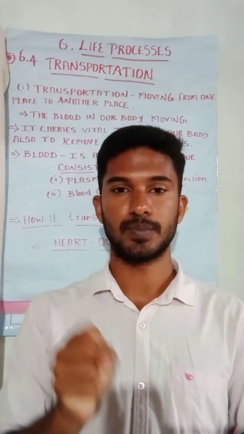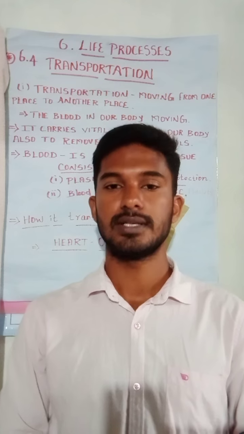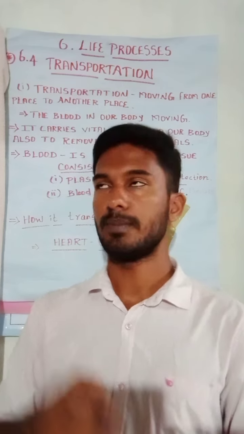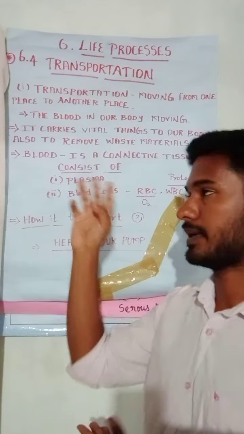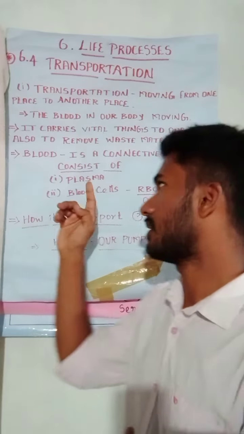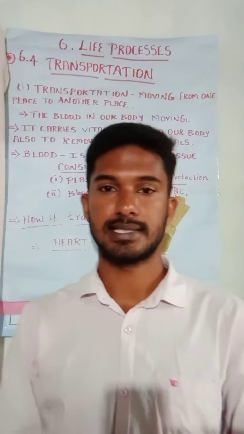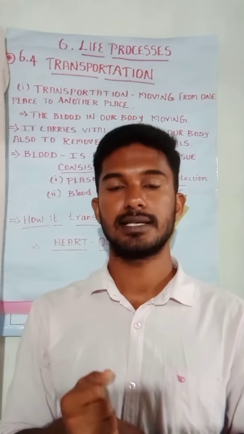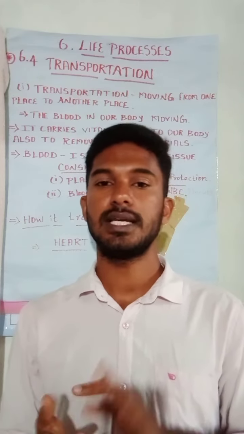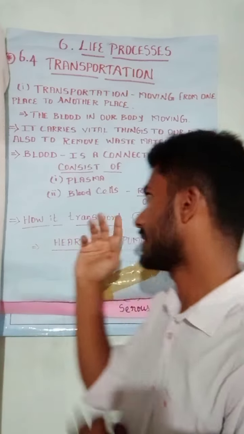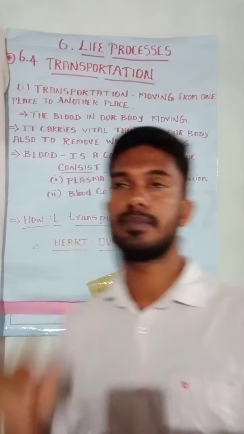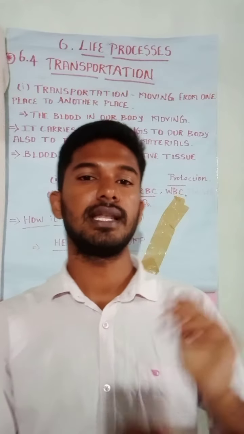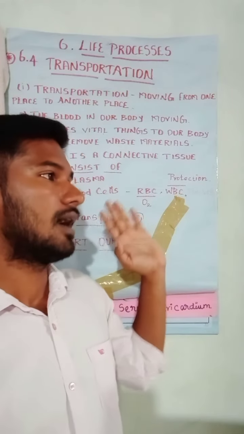It connects every part of our body. See, it is a tissue. So tissue means what? One or more similar cells form a tissue. Blood consists of two components mainly. The first one is plasma, the second one is blood cells. Plasma is the liquid part of the blood. There are three types of blood cells: RBC, WBC and platelets. In this lesson we are mainly going to focus on the RBCs.